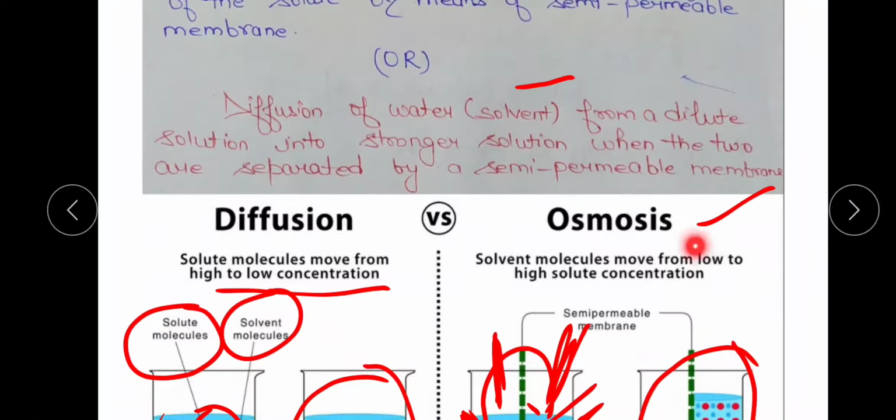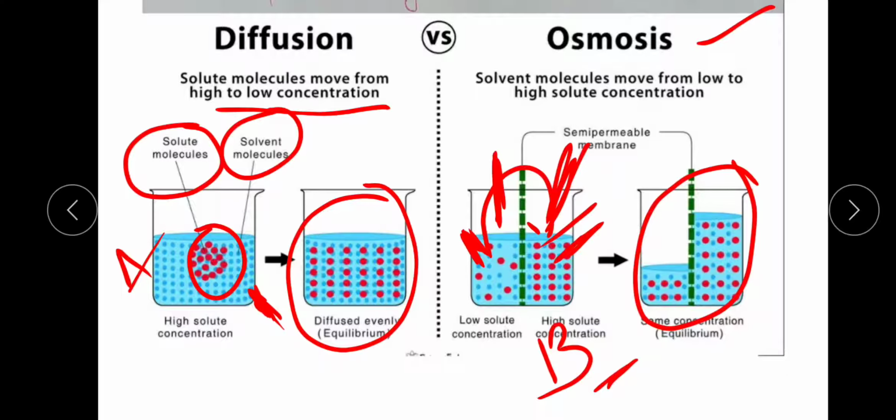So this is the particular difference between diffusion and osmosis.